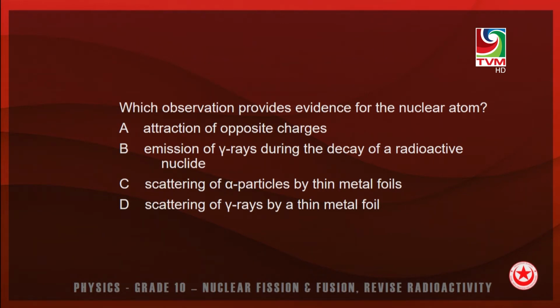Next one: which observations provide evidence for the nuclear atom? The answers given are: attraction of opposite charges, emission of gamma rays during the decay of a radioactive nuclide, scattering of alpha particles by thin metal foils, scattering of gamma rays by a thin metal foil.